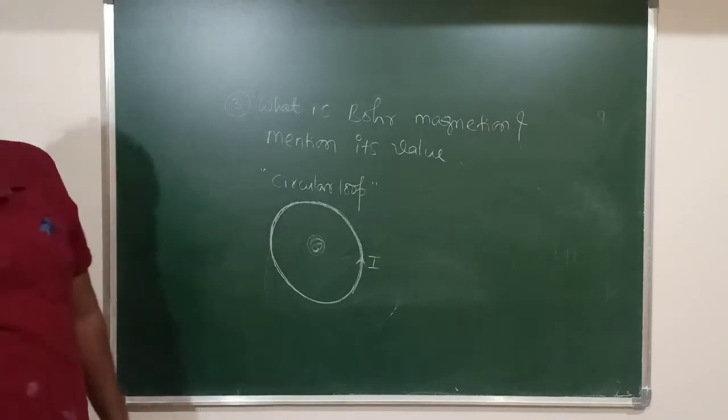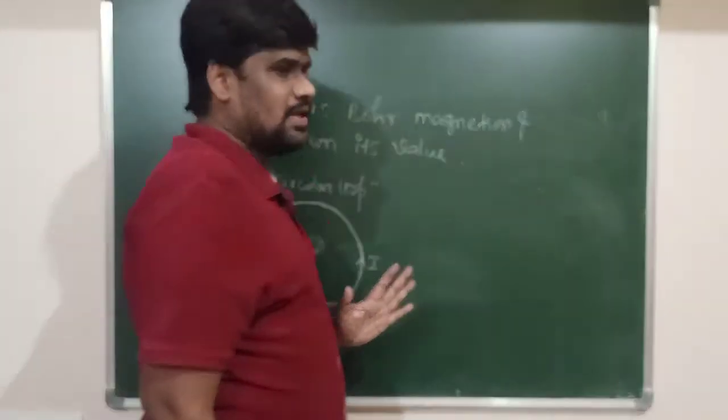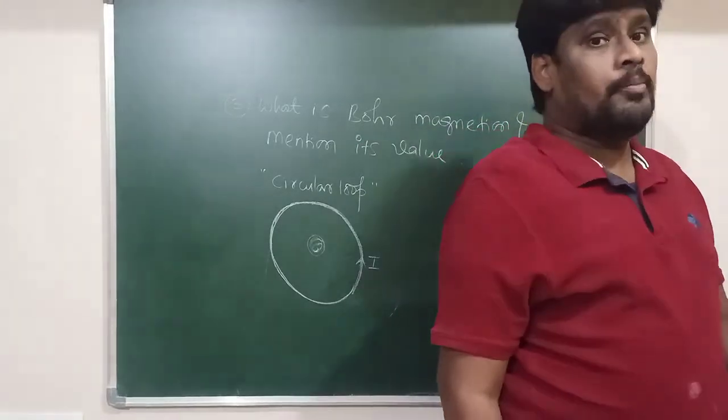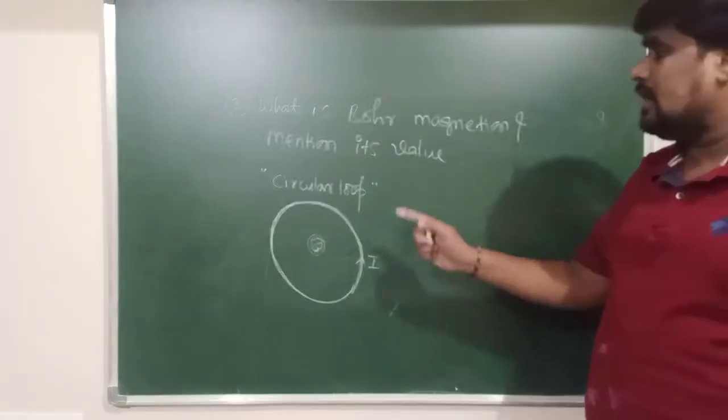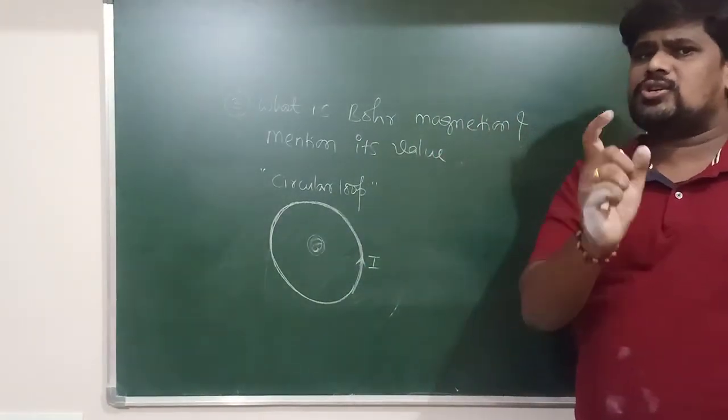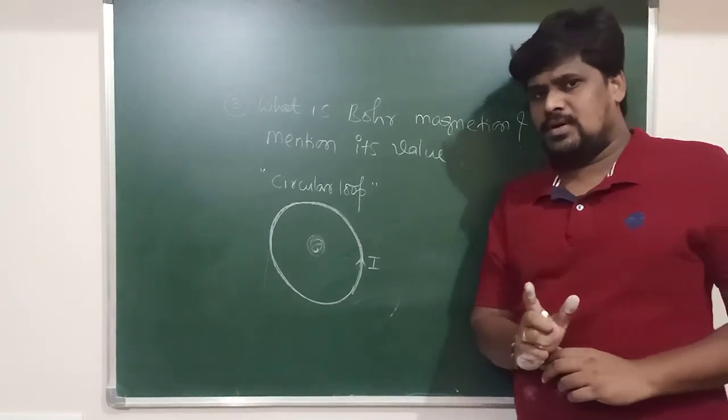Then what is Bohr magneton? Bohr magneton is a magnetic moment of a revolving electron in first orbit of hydrogen atom.